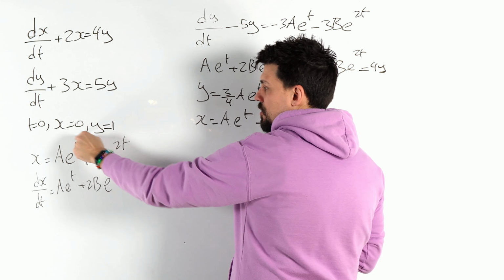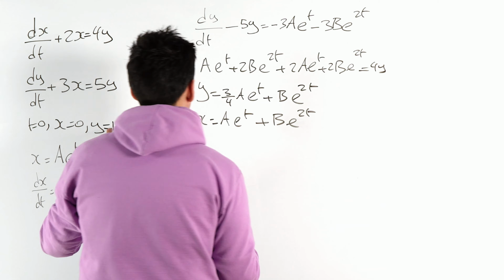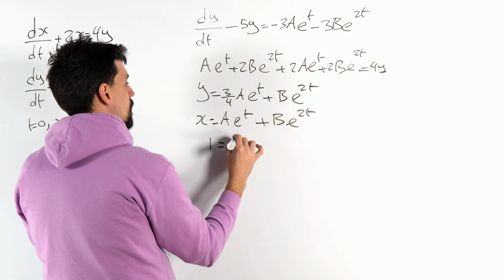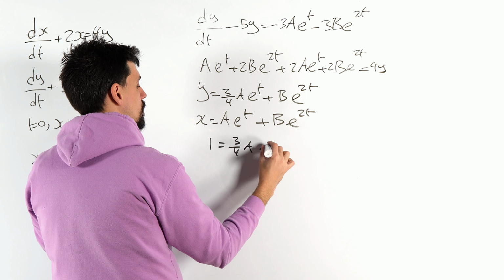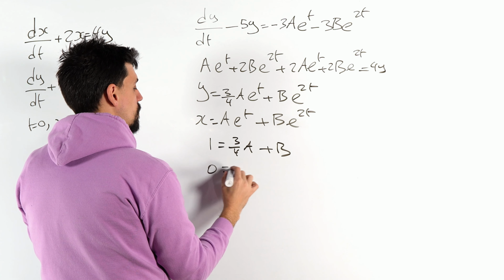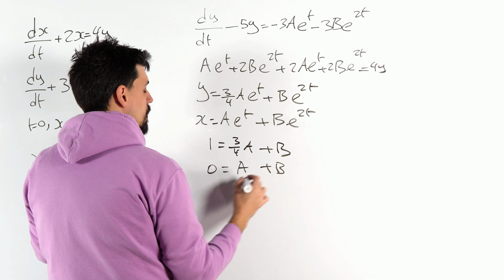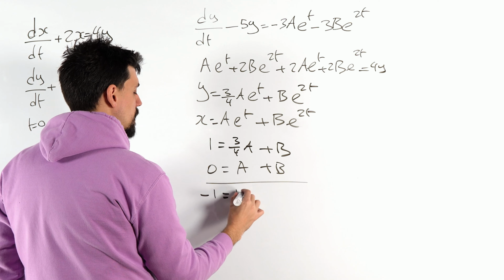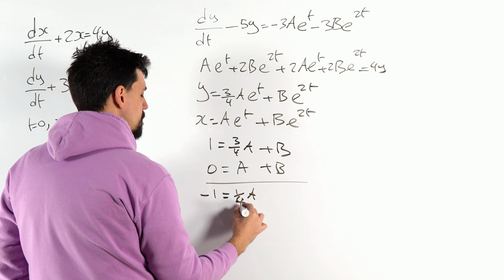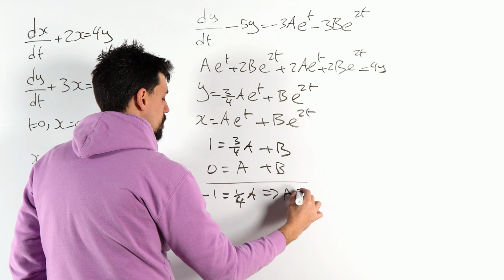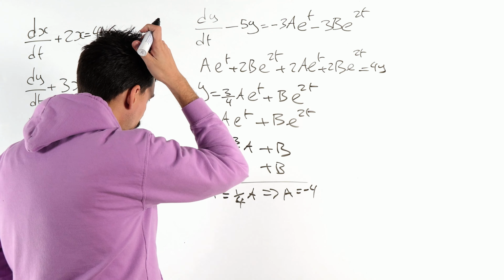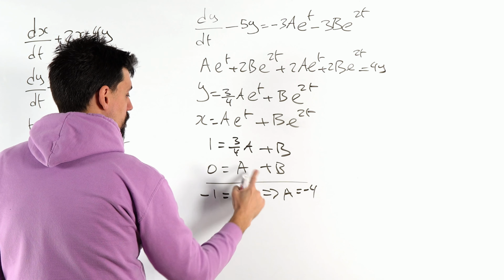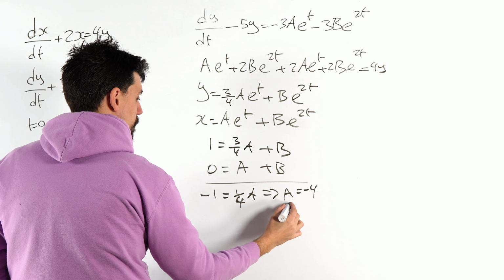Now we can plug in our initial conditions. When t is 0, x is 0, y is 1. So when t is 0, y is 1, and x is 0. What if we subtract this one minus that one? I get minus 1 is a quarter a. A is negative 4. And then b is 4 from this one.